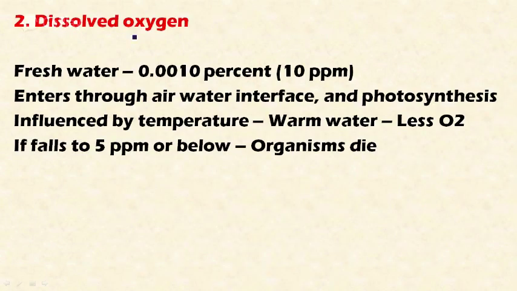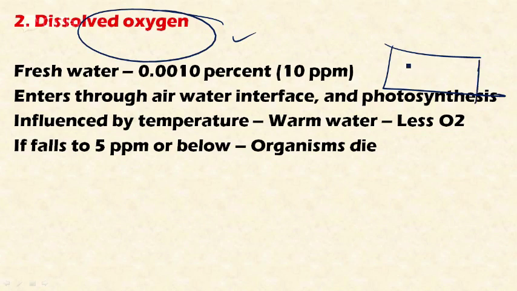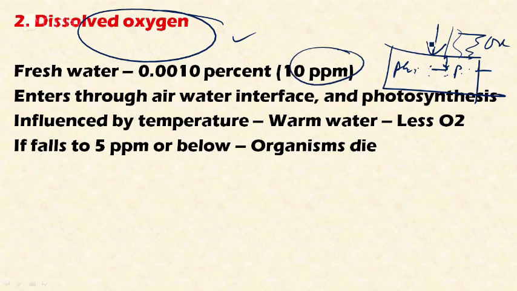So the next important factor is the dissolved oxygen. All the organisms need oxygen, the aquatic organisms also need oxygen. So oxygen is available in the form of oxygen dissolved in water. The sources of oxygen include the photosynthesis by the phytoplanktons and the green plants in the water, and the air and water interface, through which oxygen will be dissolved in water. The concentration of oxygen in fresh water is only 10 ppm. This is 150 times lower than that of the atmosphere.